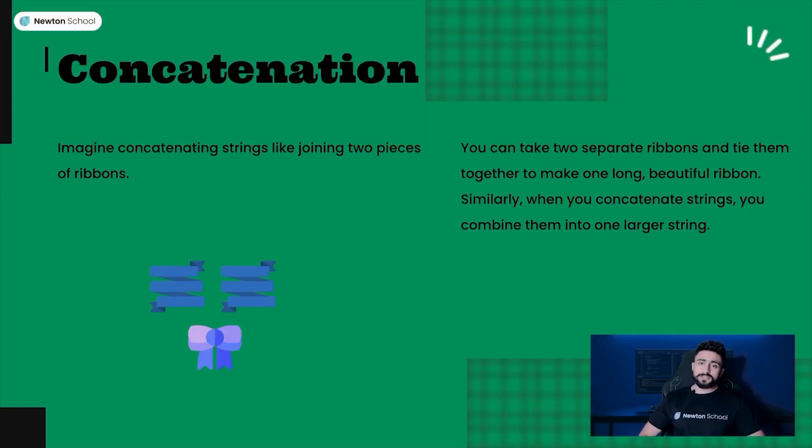So the first operation is concatenation. Concatenation means joining two pieces of strings. You can think of it like, let's say there are two ribbons, you are just tying them up, right?